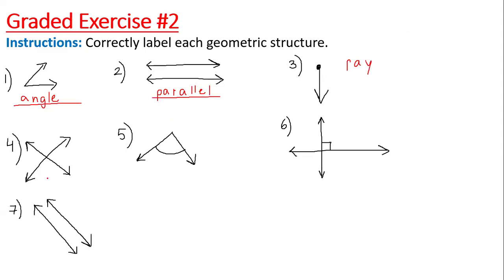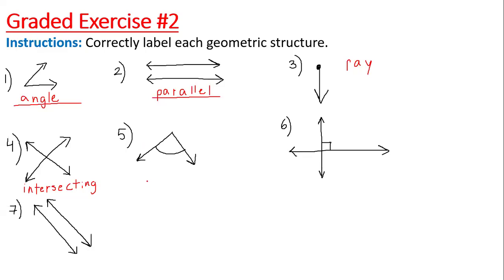Number four, that's what? Intersecting. Very good. Number four is intersecting. It meets at a particular point. So Number 5 is an angle. Number 6, 90-degree angle. Number 7 is parallel. One at a time. We could do this in order.